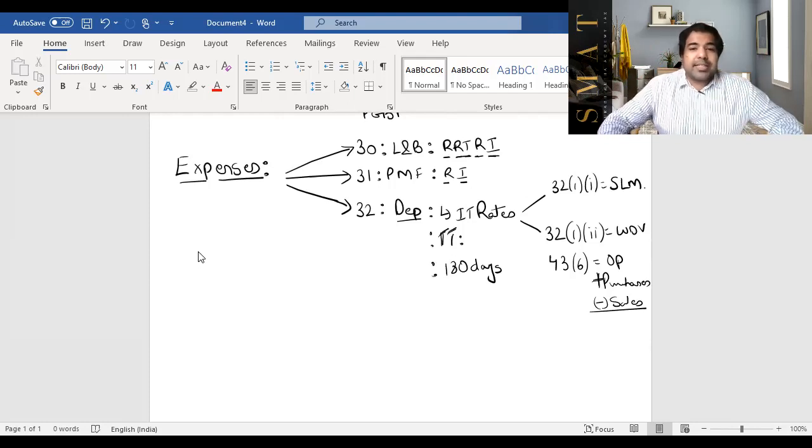So that is 43.6, that is block of asset method. But what is a block, guys? Block basically means the same kind of asset subject to the same rate. Example, a laptop and a car, they're both plant and machinery, but they're not subject to the same rate. So they will be in different blocks.